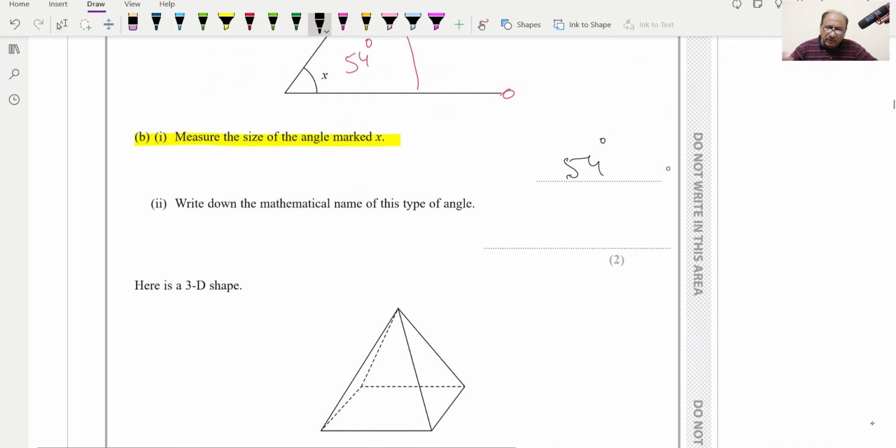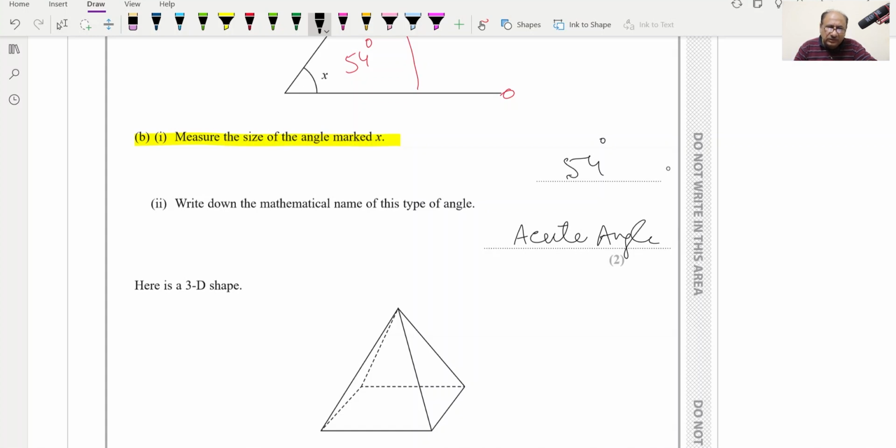Now write down the mathematical name of this type of angle. The mathematical name will be what? It will be acute angle, which is less than 90 degrees, so acute angle.